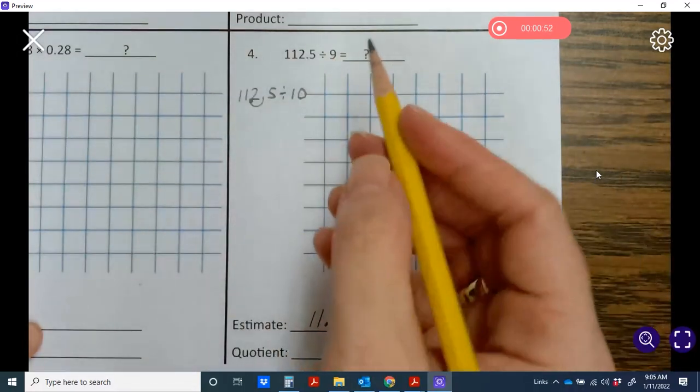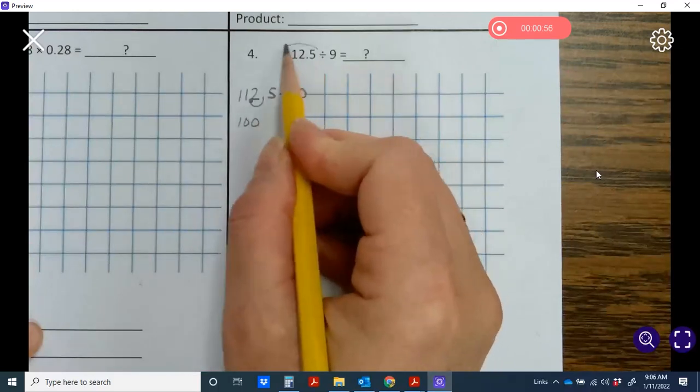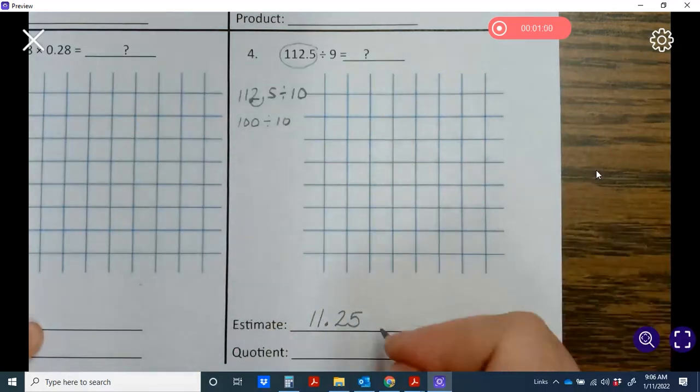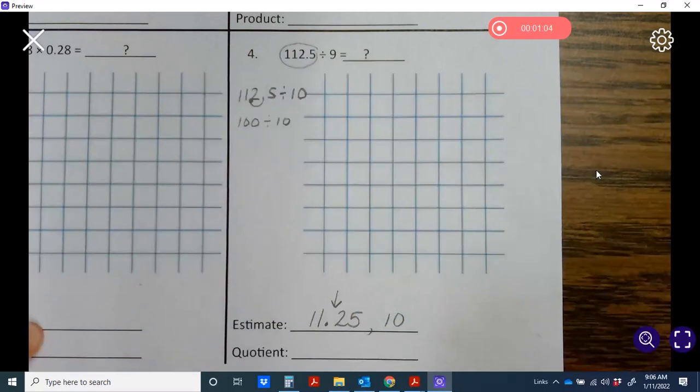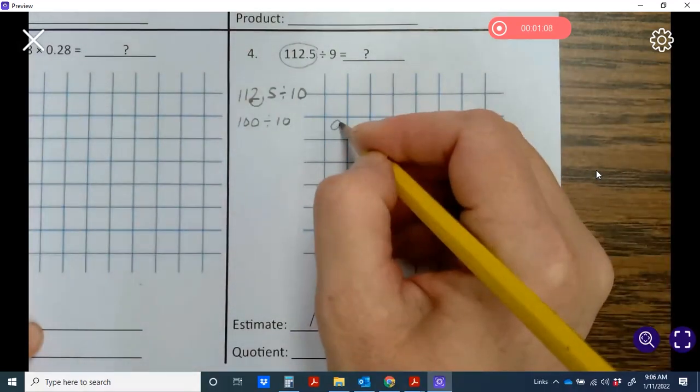You could, I suppose, round this to 100 divided by 10, and that would be 10. But this would be more of an accurate estimation. All right, let's give this a try now.